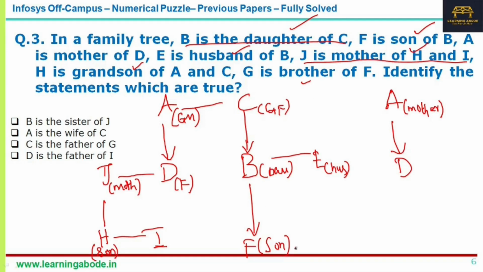So G is the brother of F. Now we know the gender of everyone except I. And so we have that A and C are the grandparents.